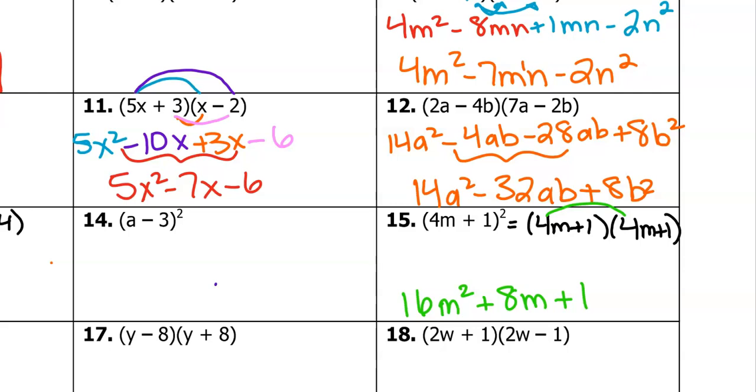Because you get 4m and 4m. So when you do this, 4m times 1 is 4m. 1 times 4 is 4m. And then plus 1. 4m plus 4m gives you the 8. There's no n. They're all m's.